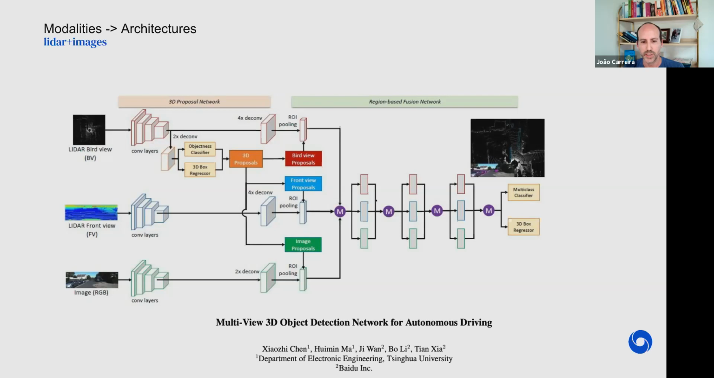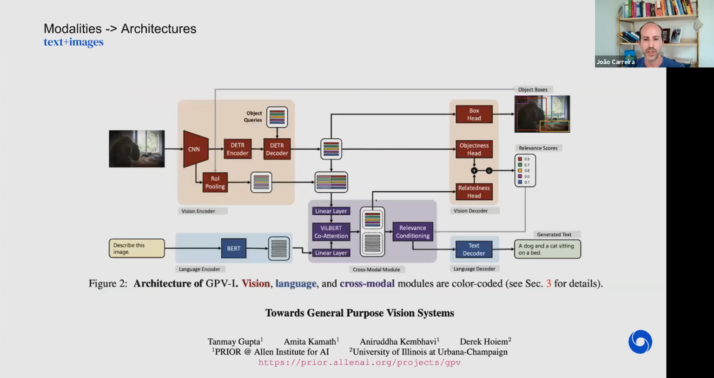Just one more example: if instead of LiDAR or audio, you want to do text plus images, again, there are very powerful systems proposed for this, but also very complex. For example, you may have a BERT language encoder, and then a vision encoder, and you put some heads on top for generating objects. You may have some cross-modal module, some decoders. Anyway, I think this illustrates what's going on.